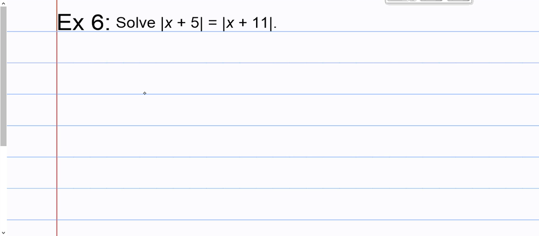Last problem right here. So absolute value of x plus 5 equals absolute value of x plus 11. Go ahead and drop your bars. x plus 5 equals x plus 11. Or x plus 5 equals negative times x plus 11.